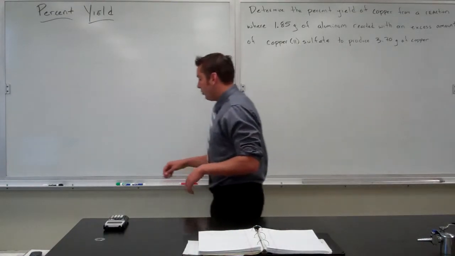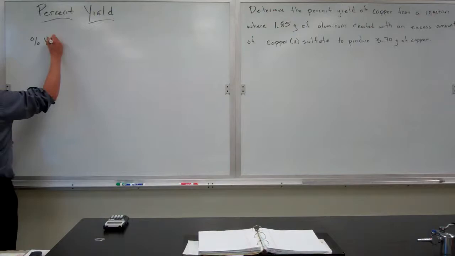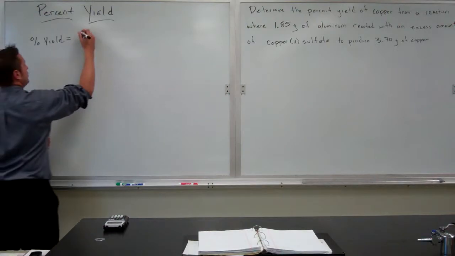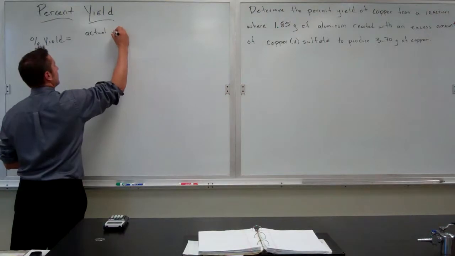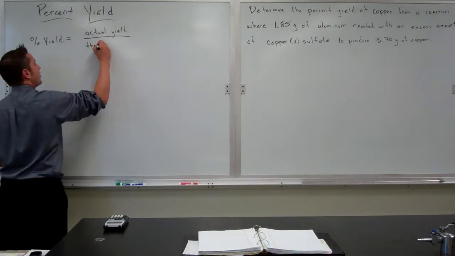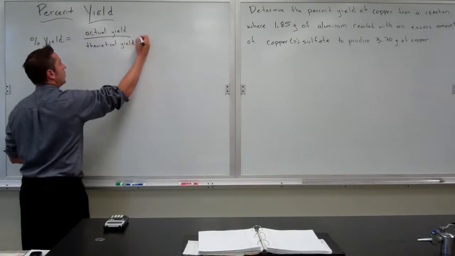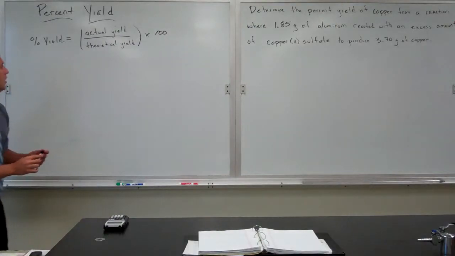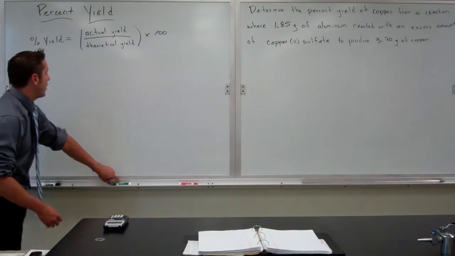So, percent yield can be found by using an equation. The percent yield equation is equal to the actual yield divided by the theoretical yield times 100. So, what are these two things? What is the actual yield? What is the theoretical yield?